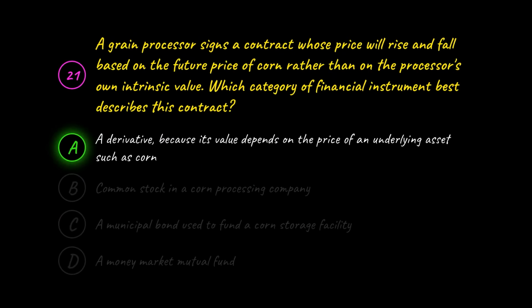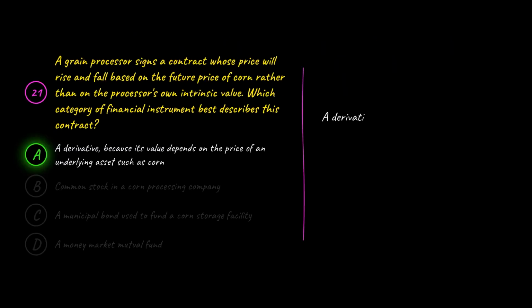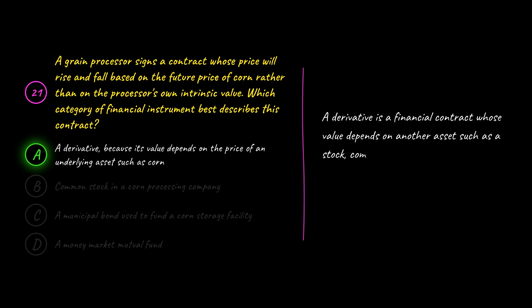The correct answer is A. A derivative, because its value depends on the price of an underlying asset such as corn. A is correct because a derivative is a financial contract whose value depends on another asset such as a stock, commodity, or interest rate. A contract priced based on corn movements is a derivative on corn.